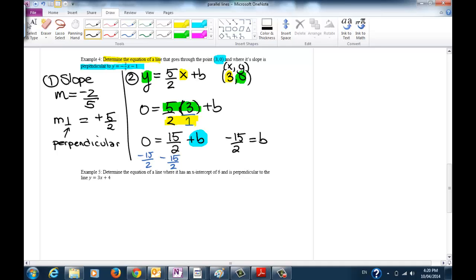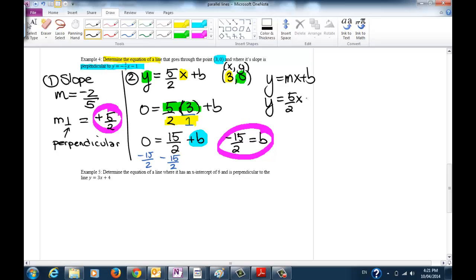Alright, this means that I now have my slope and I have my y-intercept. Remember, our equation is y equals mx plus b. Y equals, my slope is 5 over 2 multiplied by x plus, and it's a plus negative, so it becomes a minus, so I'm going to do minus 15 over 2. And that's the equation of my line. Okay, we're going to do one more.